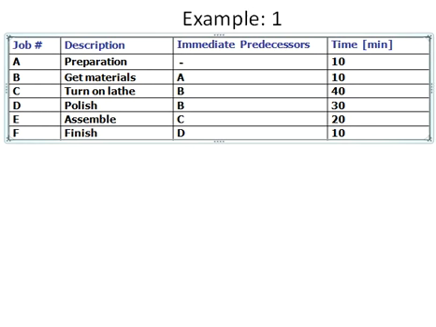Okay, so let's start with this simple example. Here you can see the first column gives the different kinds of jobs. In the second column, a job description has been provided. In the third column, the relationship between jobs is mentioned. And in the fourth column, a duration for each activity, or job, has been given.